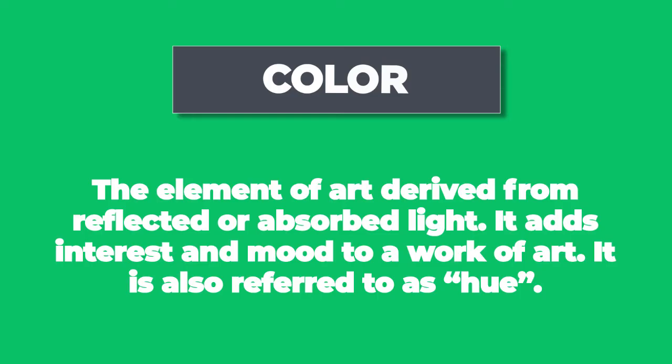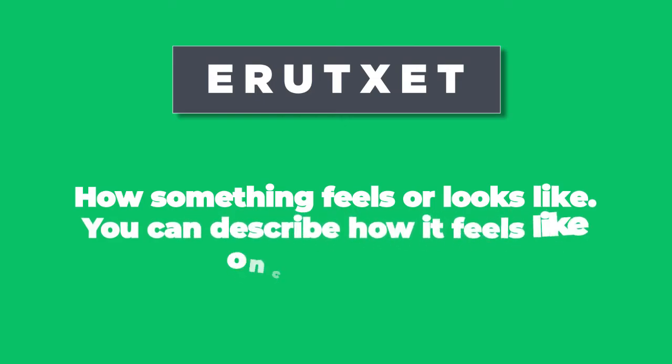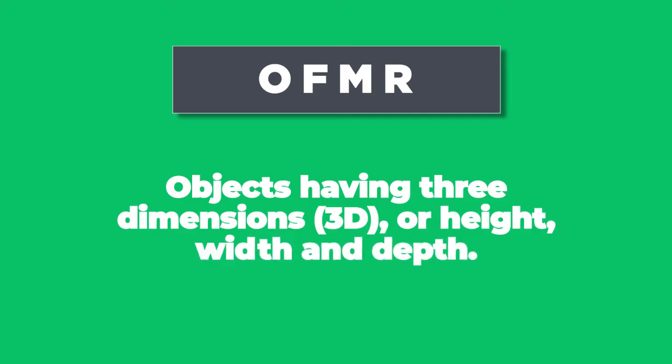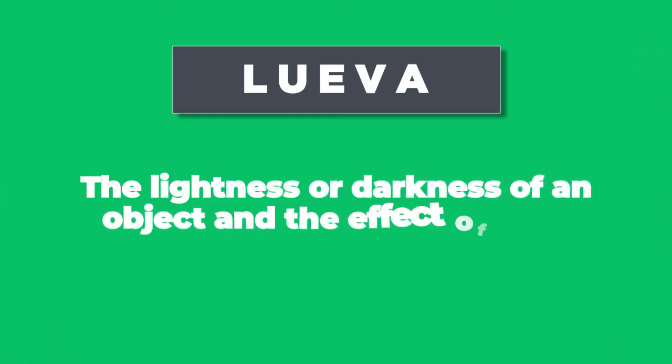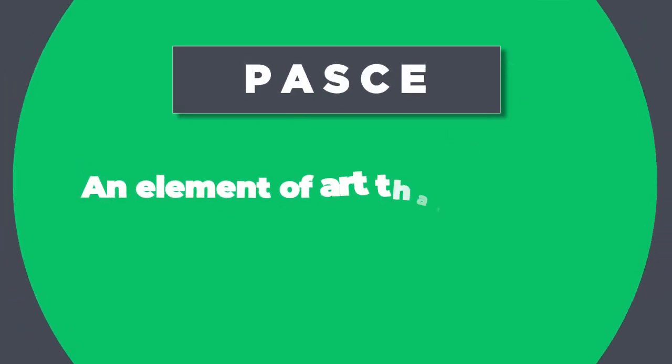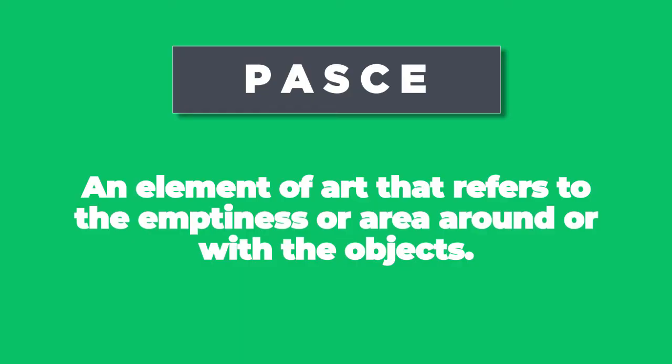The answer is color. How something feels or looks like. You can describe how it feels like once touched. What is your answer? You got it right! Texture. Objects having three dimensions: height, width, and depth. What is your answer? Correct! The answer is form. The lightness or darkness of an object and the effect of light and shade in a picture. What is your answer? Good job! The answer is value. An element of art that refers to the emptiness or area around or within the objects.